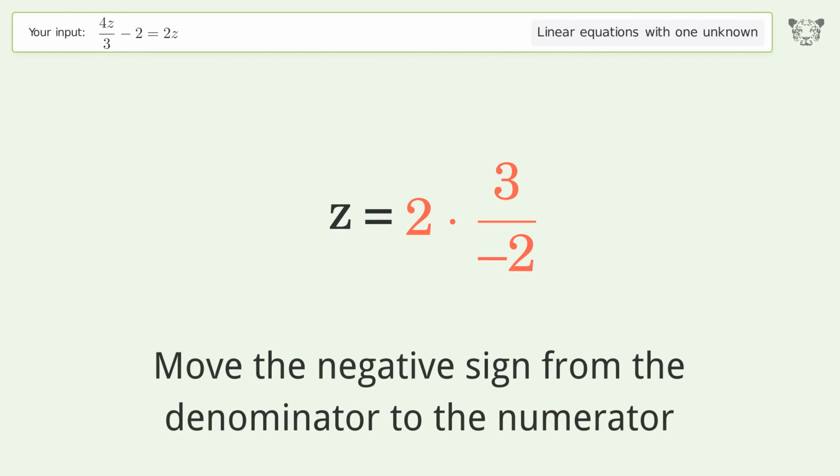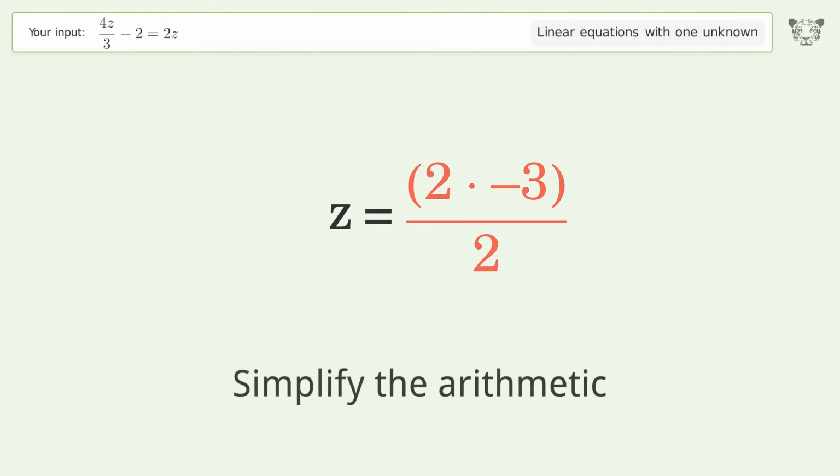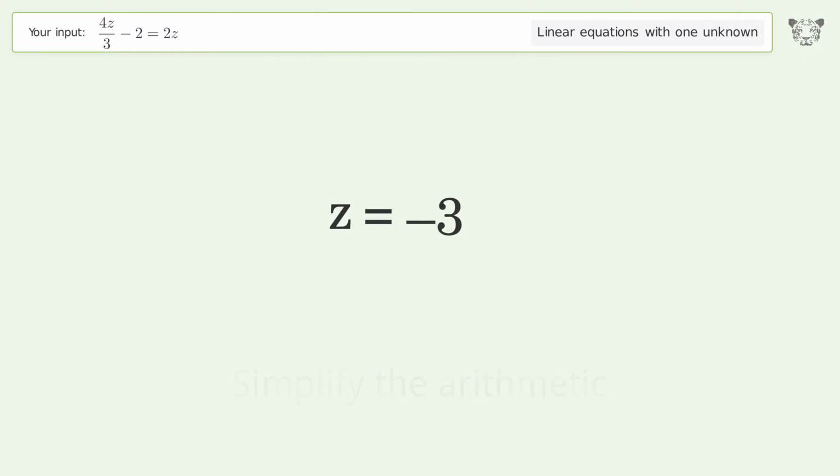Move the negative sign from the denominator to the numerator. Multiply the fractions. Simplify the arithmetic. And so the final result is z equals -3.